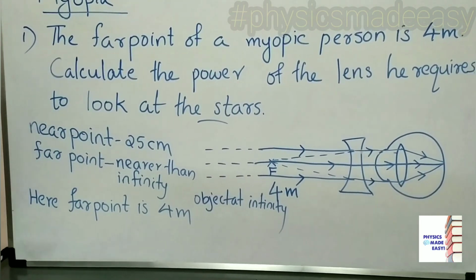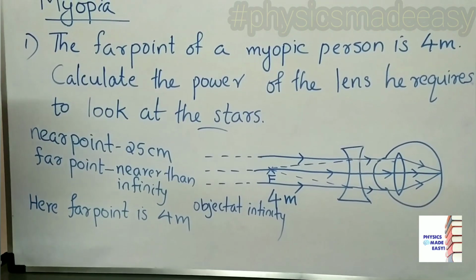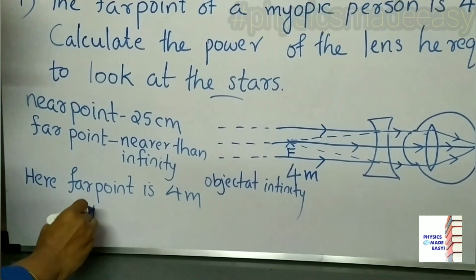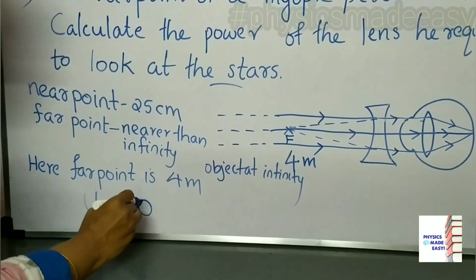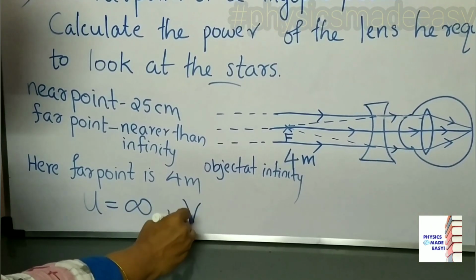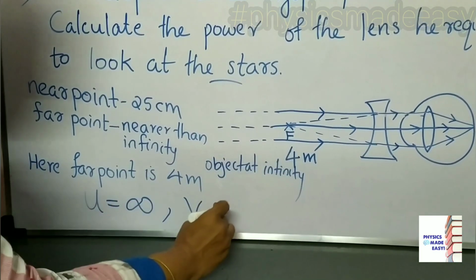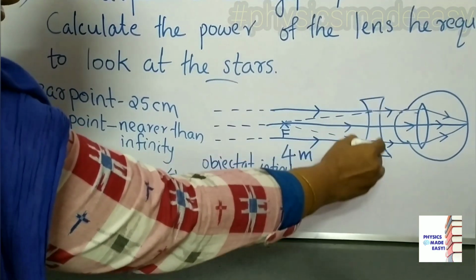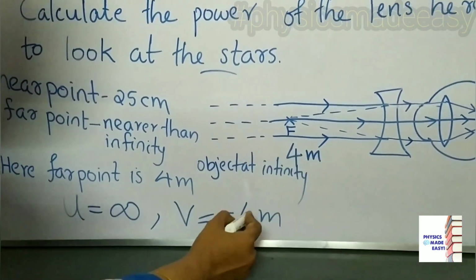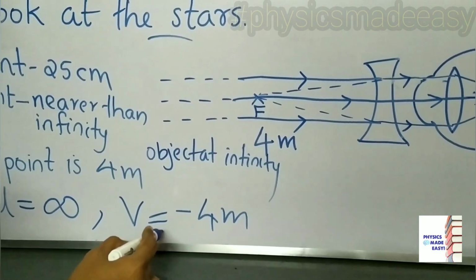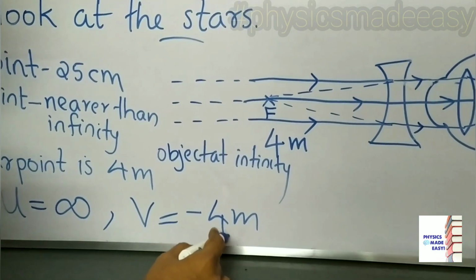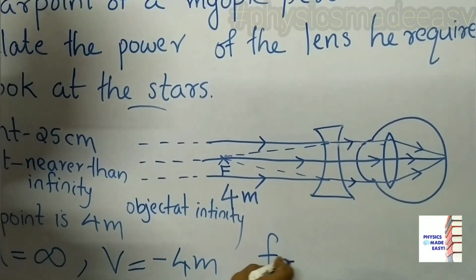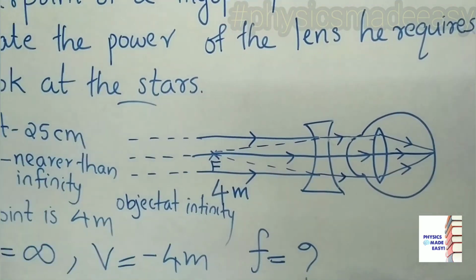For finding power, we want to know the focal length of that lens. So here we can say object distance is infinity and the image distance is equal to the far point of that person. You know here this is a concave lens, so the image distance will be negative. So here you can see v is equal to minus 4 meter. For finding the power of that lens, we have to find the focal length.